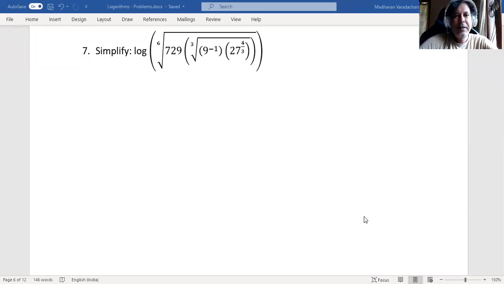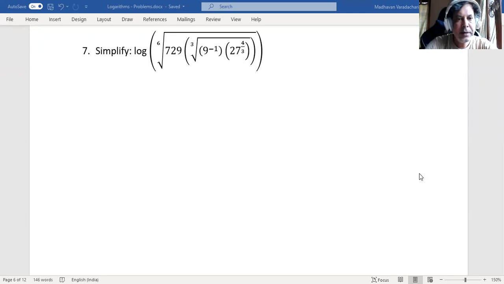Hello everyone. This is in continuation to our topic logarithms. The next question is to simplify logarithm of sixth root of 729 times cube root of 9 inverse multiplied by 27 to the power of 4 by 3.